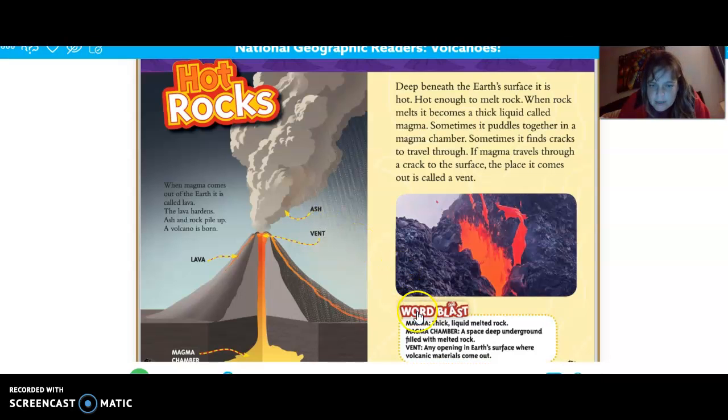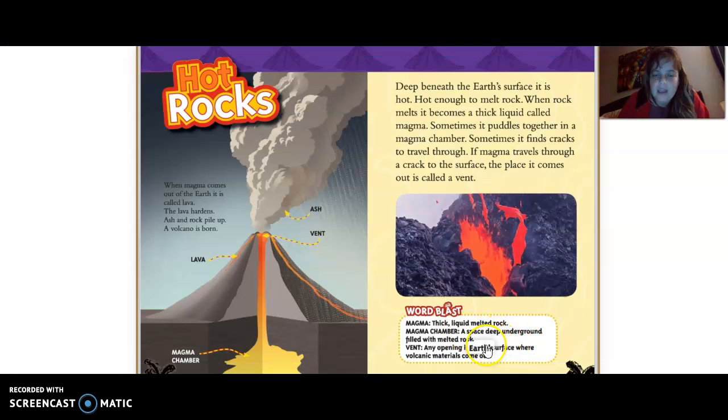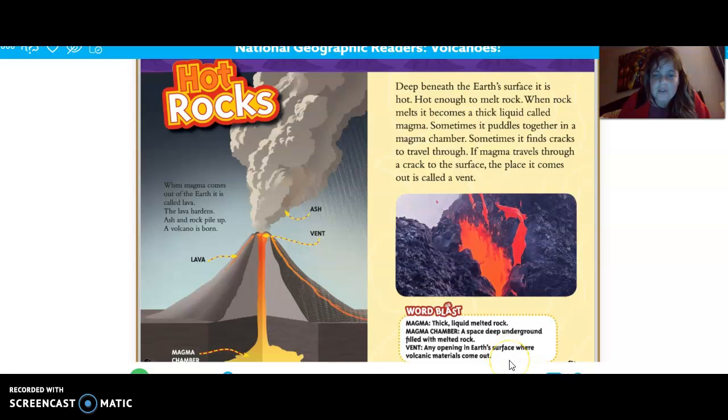And then we have some words here, maybe bold print type of words. And there's magma, which is thick, liquid, melted rock. A magma chamber, a deep space underground filled with melted rock. A vent, any opening in the Earth's surface where volcanic materials come out.